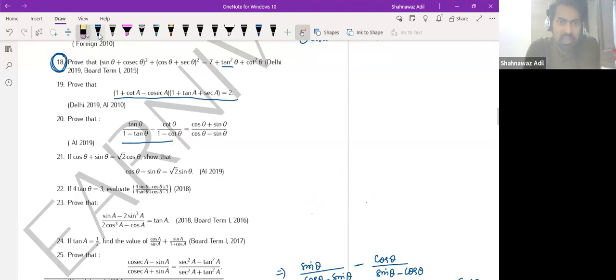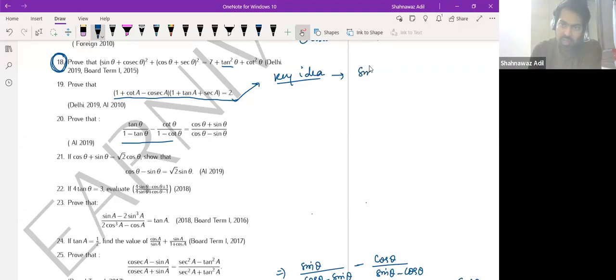I will just tell you guys the idea. We cannot use the identities directly, because these are not squares. We don't have any square in these terms. These are mixed questions with cot, cosec, tan, sec. So what should we do in this question? What is the key idea? We can turn them into sine and cos.